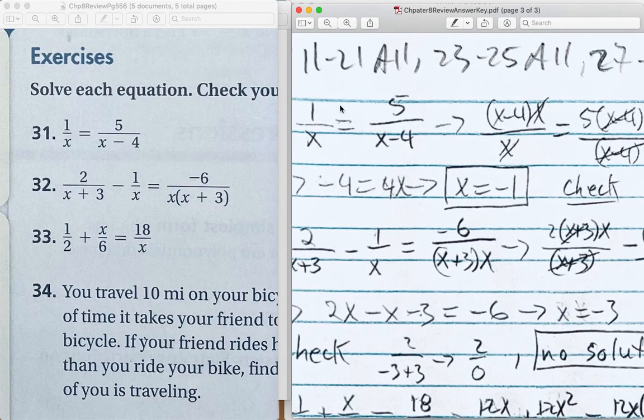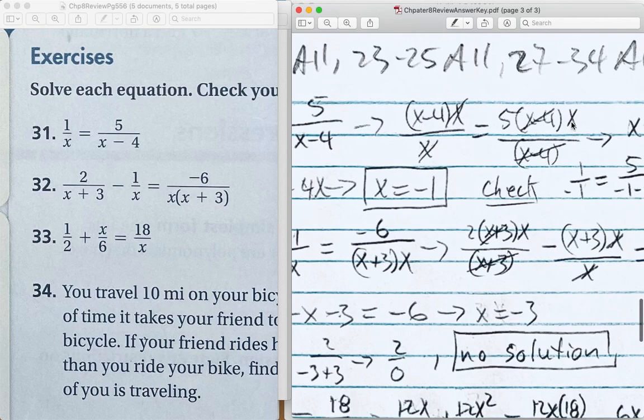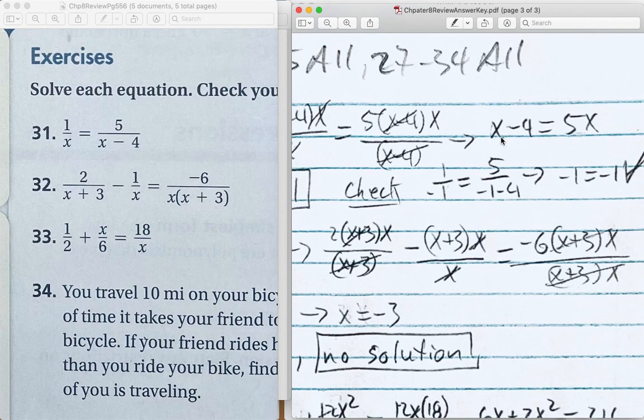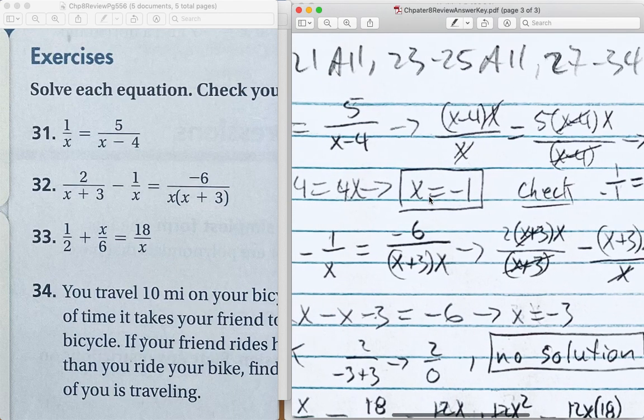So if I look at the left-hand side, I have 1 over x. I multiply 1 times x minus 4 times x. The x and the x on the top and bottom cancel, and I'm just left with x minus 4. On the right-hand side, I'm multiplying also by x minus 4 times x. The x minus 4 over here cancels out with the x minus 4 down here, and I'm left with just x. So I have x minus 4 equals 5x. I subtract x from both sides, divide both sides by 4, and I get x is equal to negative 1.